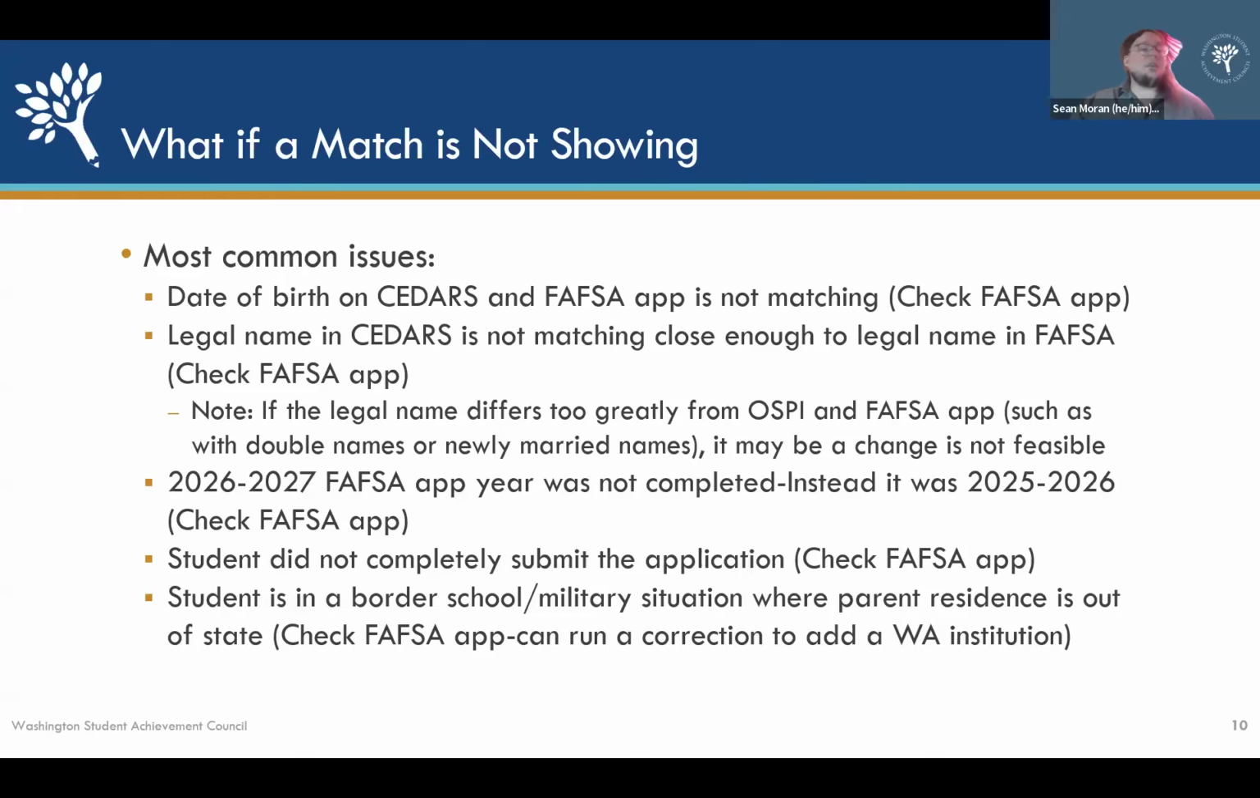Each year we see that if the date of birth doesn't match, typically it doesn't match on the FAFSA completion portal. Legal name in CEDARS is not matching close enough to legal name in FAFSA. Check the FAFSA app. This is especially common if it differs because of double names or newly married names. Oftentimes, that can be something where maybe OSPI and CEDARS, a change is feasible. And if a change is not feasible, it is potential that this cannot be corrected. So you may have some students who do not match because there's just too great of a difference.